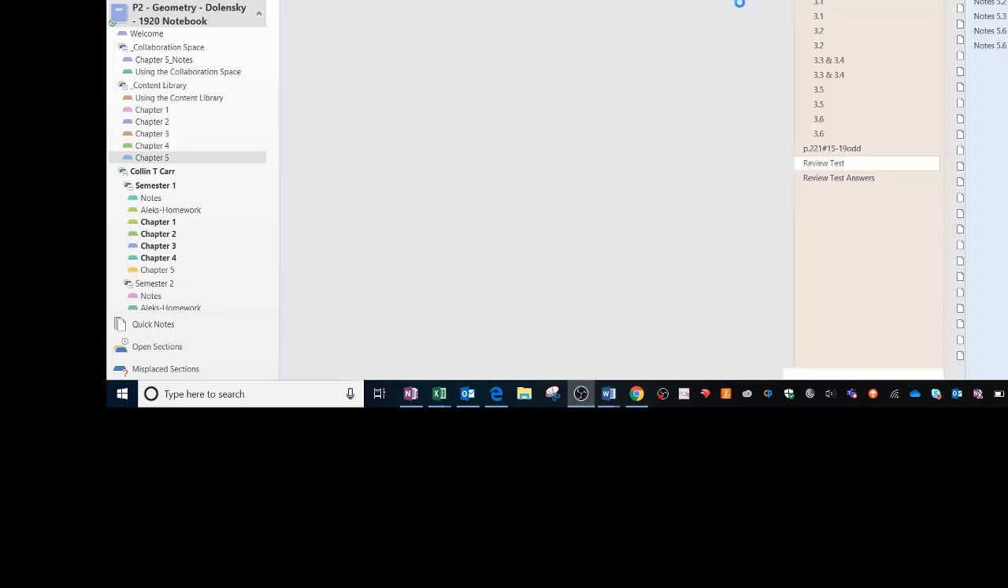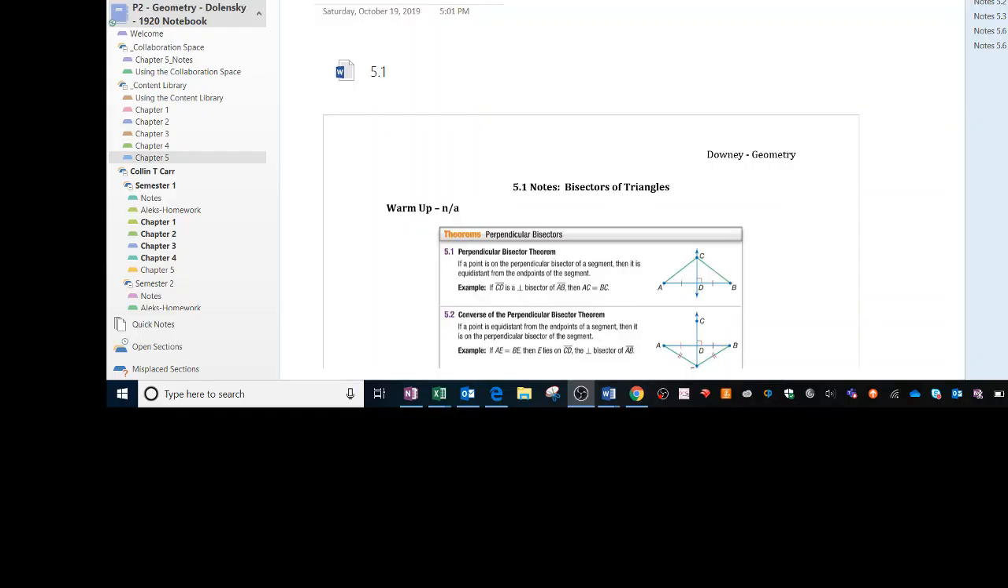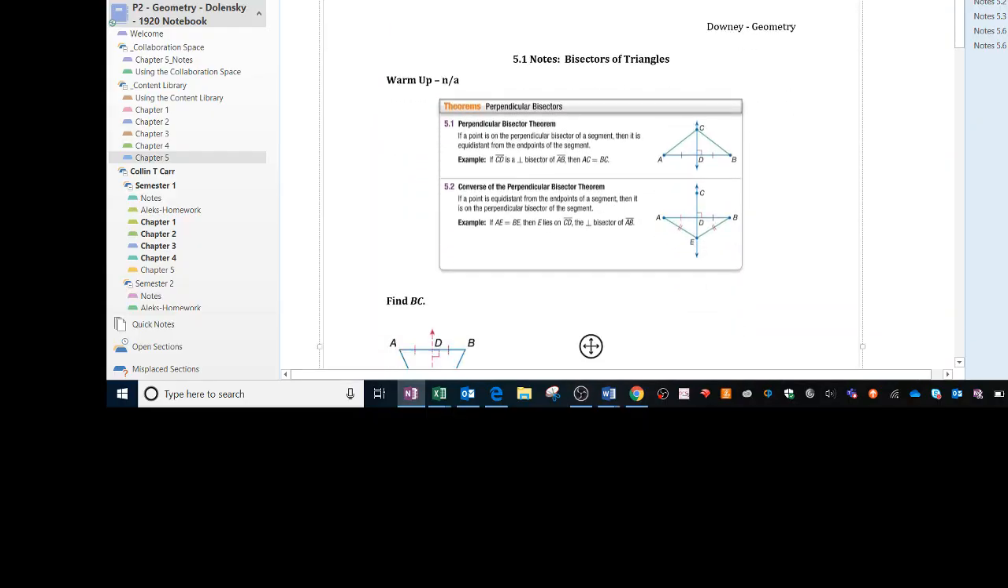All right, so we're going to start working with triangles, still bisecting angles, bisecting sides, and what happens when we do that.